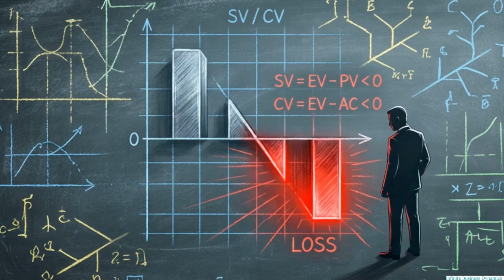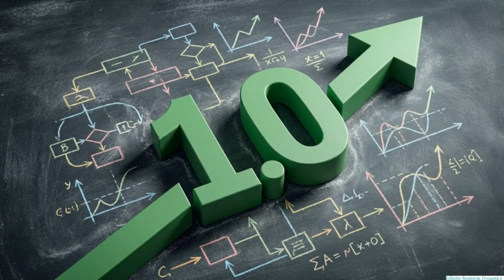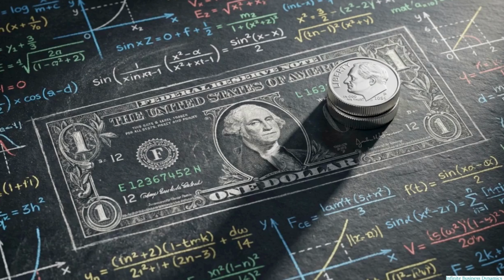When interpreting these results, any negative value in SV or CV indicates a loss. A negative variance means the project is actively consuming resources without producing the planned value. For the indices, a result greater than 1.0 indicates high efficiency. A CPI of 1.2 means the project is generating 20 cents of additional value for every dollar invested.